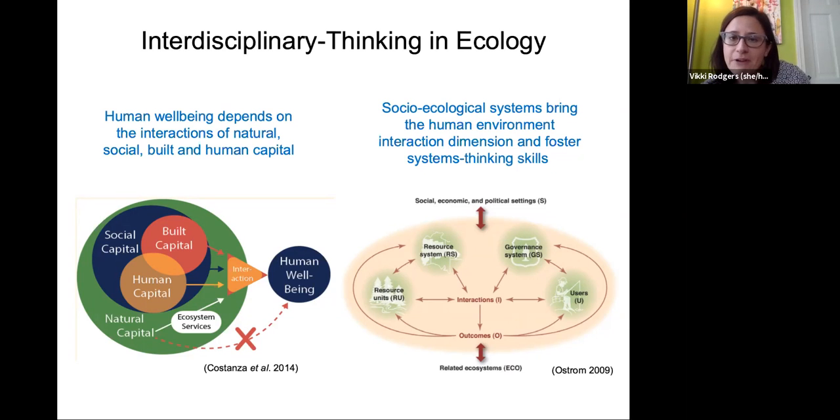And then also on the right-hand side, the other piece of this interdisciplinary thinking in ecology that comes up a lot is the socio-ecological systems frameworks, and thinking about the interactions of those. You can see here, this is Ostrom's framework connecting the ecosystems with the social, economic, and political settings, and really understanding the complex interactions and outcomes associated with those. And this is a really great way to start getting students to think about and incorporate systems thinking as well.